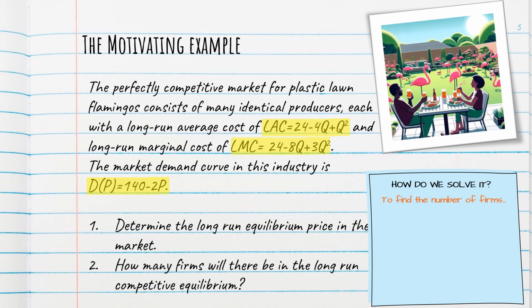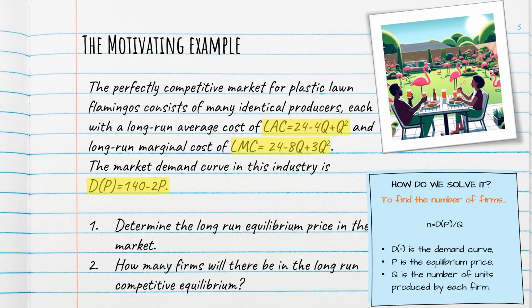To find the number of firms in the market, we really just need to make sure that the market clears. So you can think of this as a market clearing condition. In particular, the number of firms times the amount each firm produces has to equal the total demand. So we're essentially saying the total number of units supplied has to equal the total amount demanded. This is often rearranged into this form here, where N, the number of firms, is equal to demand divided by the number of units produced by each firm.